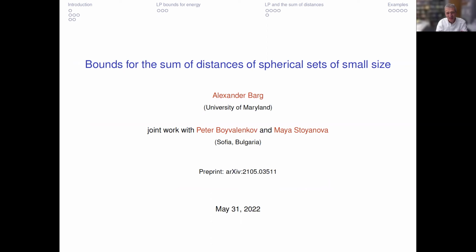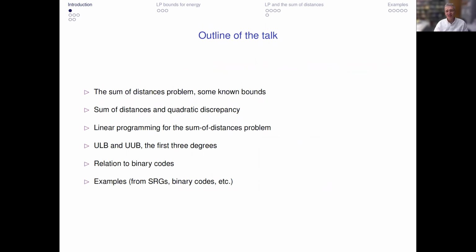Thank you. Indeed, this is about bounds for the sum of distances, and this is a joint work with Peter Boyvalenkov and Maya Stoyanova, both from Sofia, Bulgaria, Peter from the Mathematical Institute, and Maya from the university. As an abstract of the talk, we compute bounds on the sum of distances using linear programming, and we construct a few examples to see how far or close they are to the bounds. We do not reveal any new minimizers or maximizers for the sum of distances, but there are some examples that nevertheless seem to be good if one compares them to the bounds.